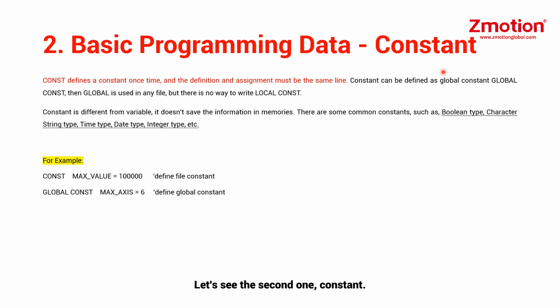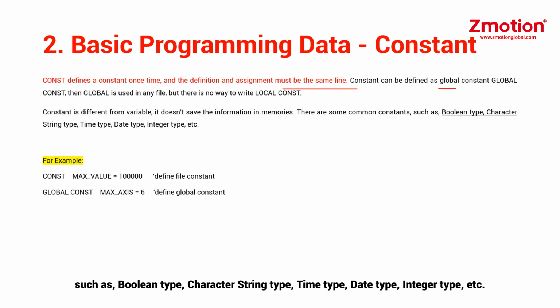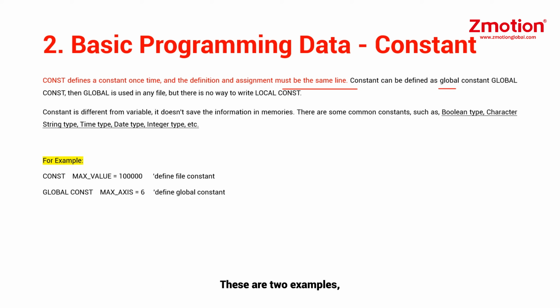Let's see the second one, constant. A constant can only define one data at a time, and attention: define it and assign it in the same line. A constant can be defined as a file constant or global constant. Same, global is used in all files, but there is no way to write a local const. There are some common constants, such as Boolean type, character string type, time type, date type, integer type, etc. These are 2 examples: file constant definition and global constant definition.